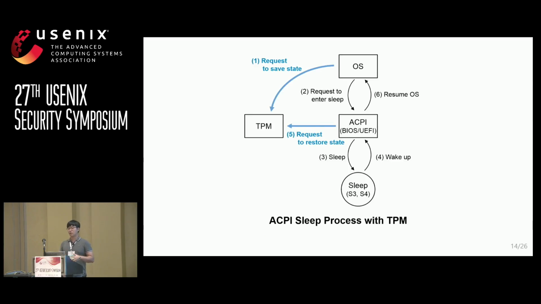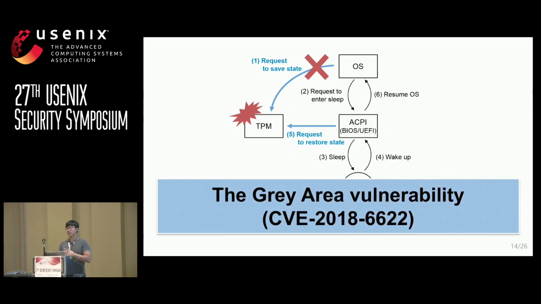The important point of the ACPI sleep process is the interaction of the operating system and ACPI. For the ACPI sleep process to work properly, the operating system and ACPI should collaborate with each other in a predefined order. What if the operating system is compromised and does not notify the TPM of sleep? This is the SRTM vulnerability called the gray area, CVE-2018-6622.